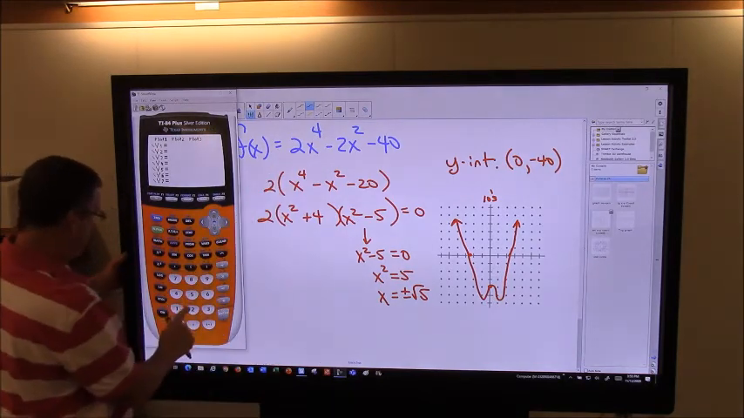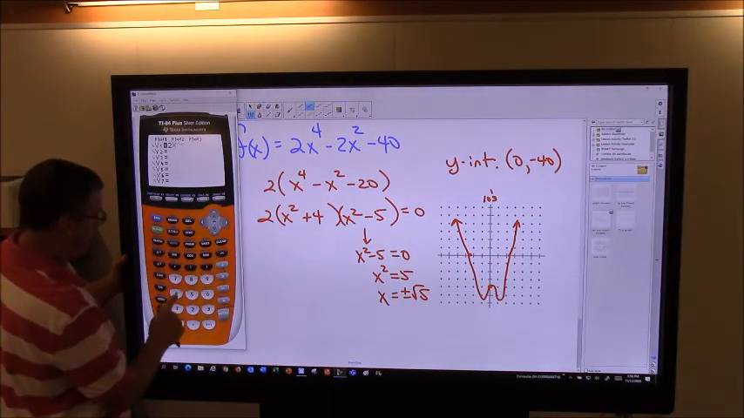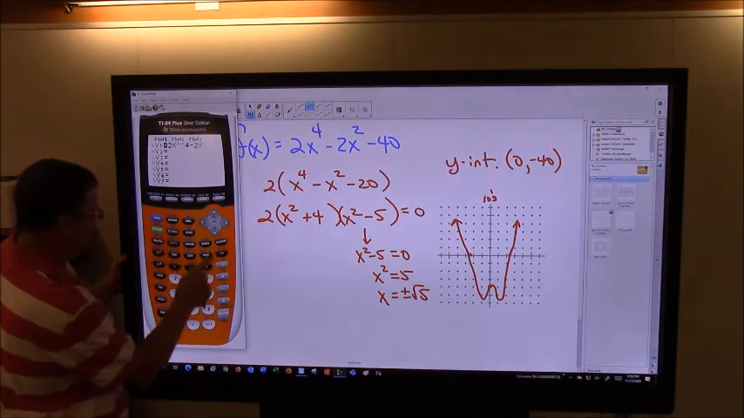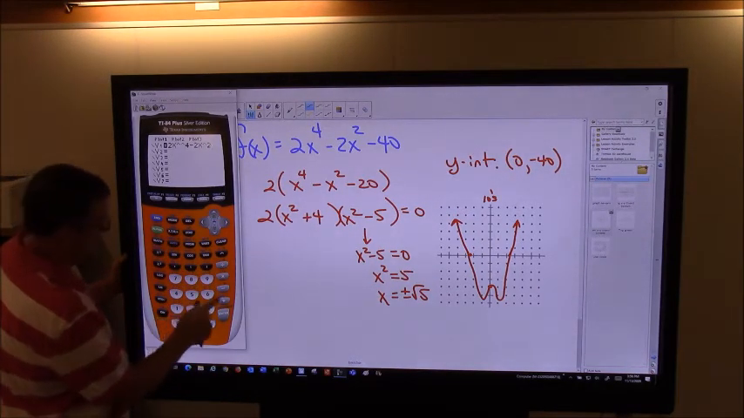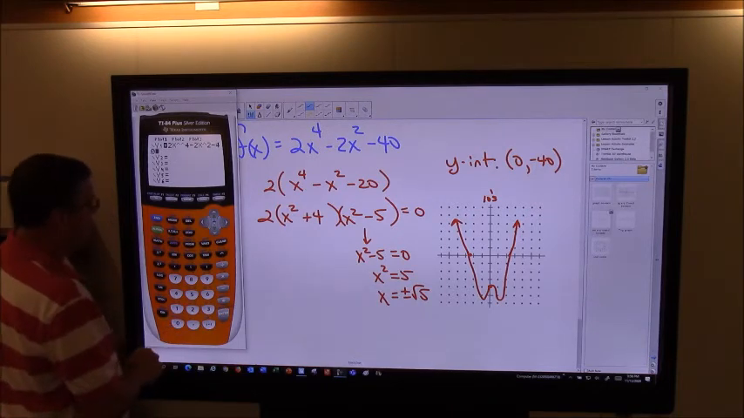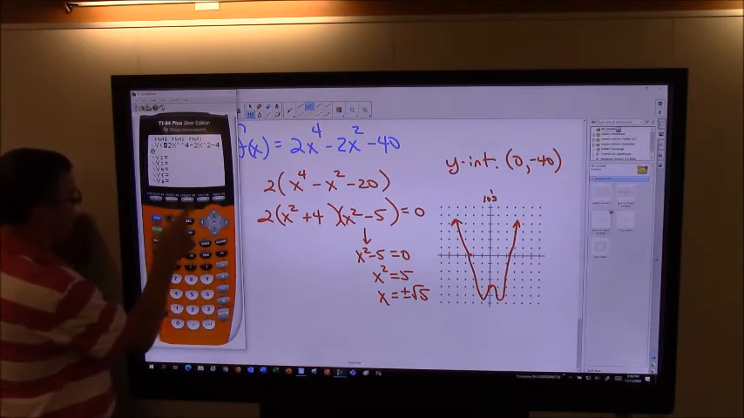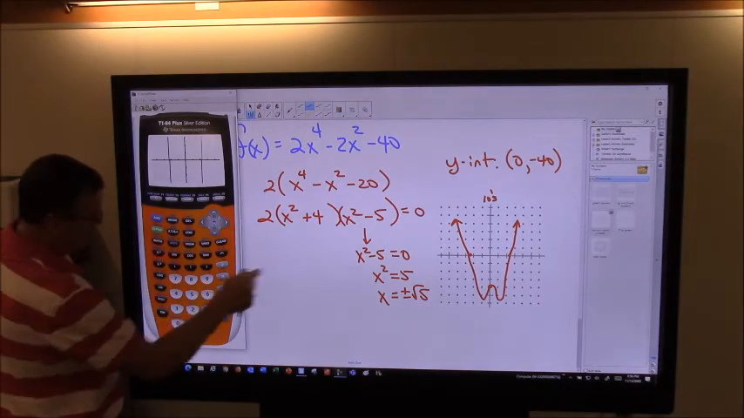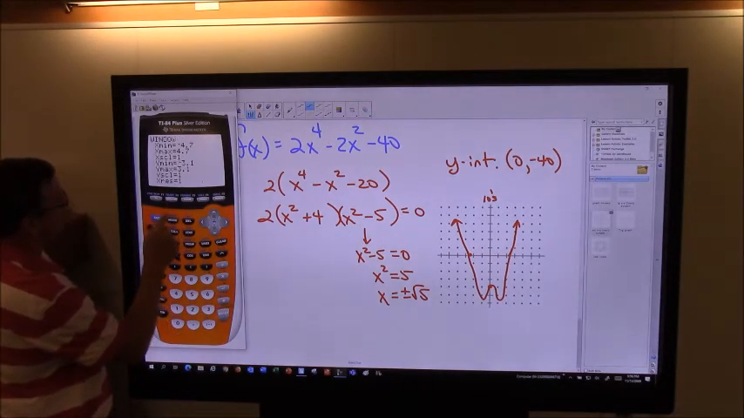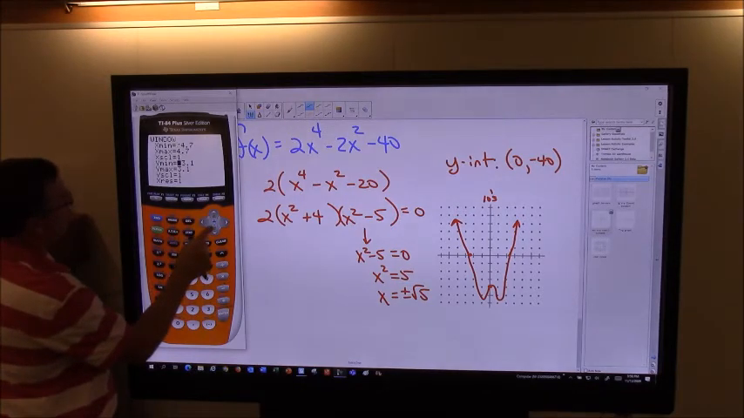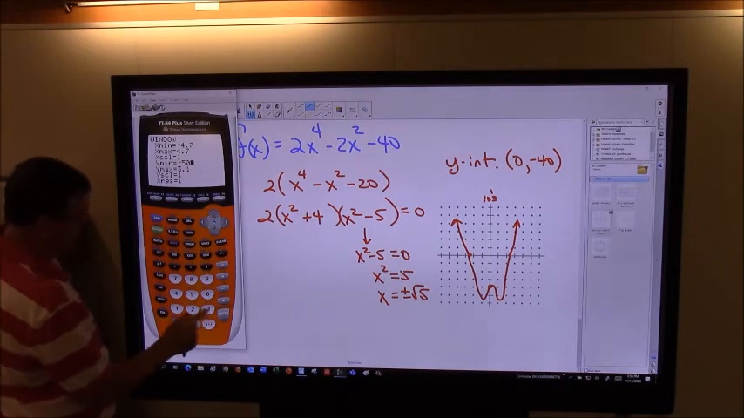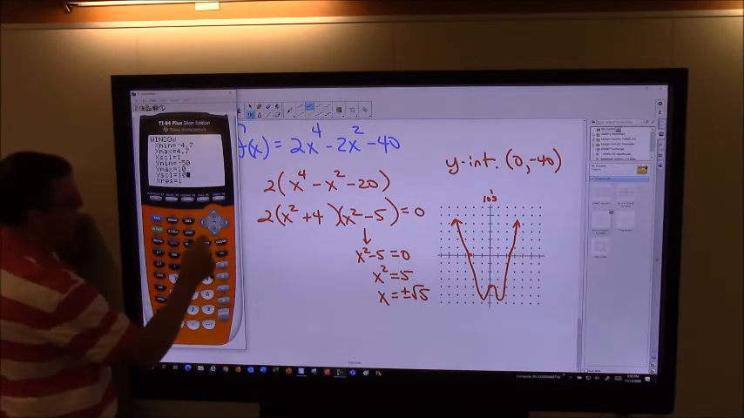So I've got 2x raised to the 4th minus 2x squared minus 40. And before I graph it, I'm going to go zoom option 4. And then I need to get down to negative 40. So let's take my window and change my y values. Let's go from like negative 50 to 10. And I'm going to count by tens. So it'll kind of match what we have here, sort of.